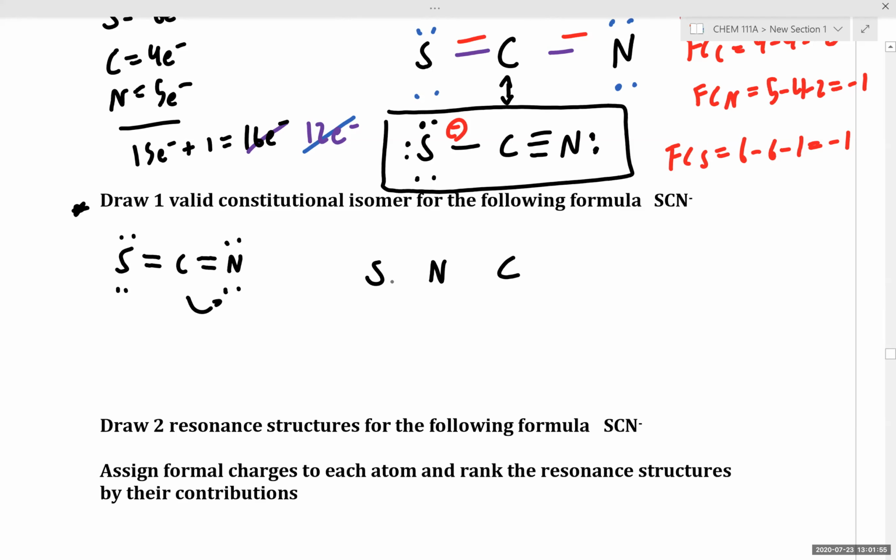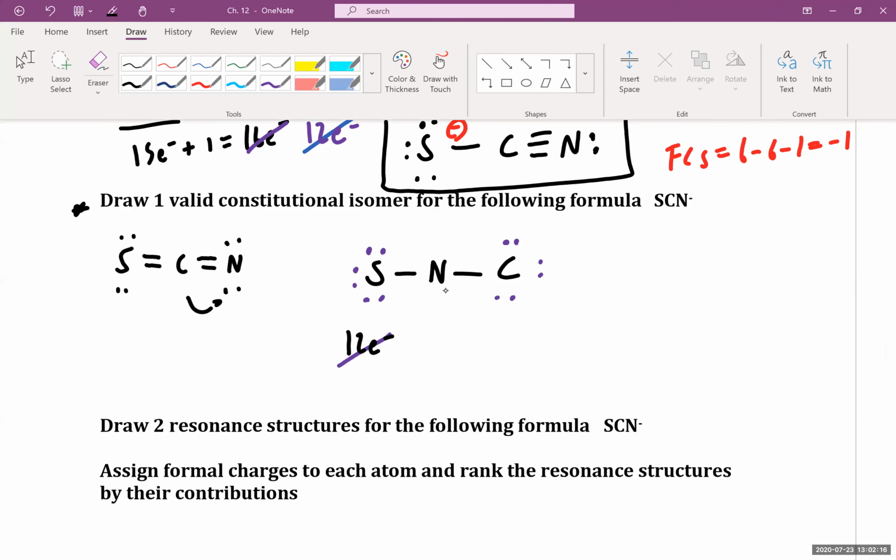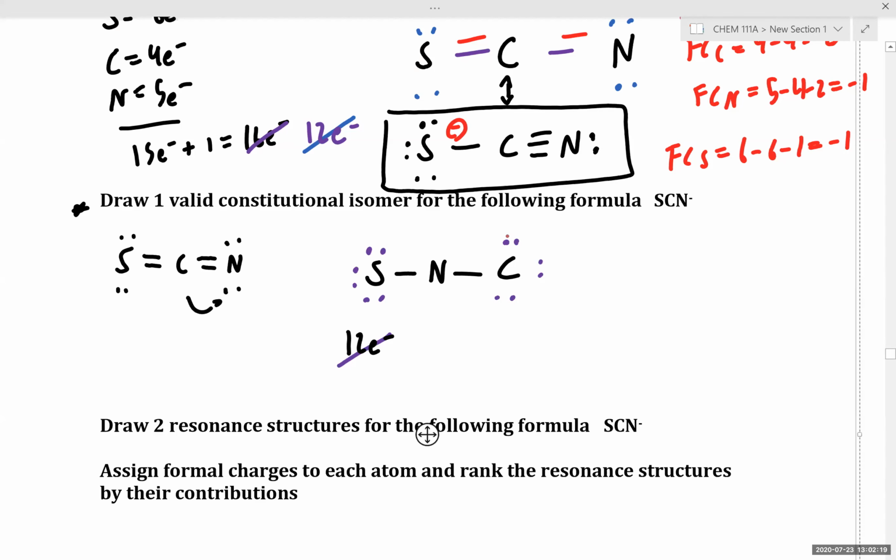So let's now start off with our basic skeleton. Let's draw one bond each. So we have 12 electrons to work with. And now let's place our lone pairs. We place our lone pairs on sulfur and carbon, and we've used up all of our electrons. Now, to fulfill the octet for nitrogen, we form additional bonds. How many additional bonds does nitrogen need in the following structure? Two. Yep. So we're going to take them from carbon and form two bonds with carbon.